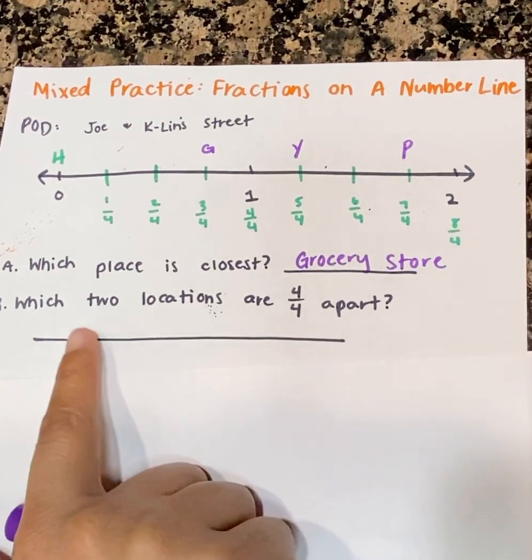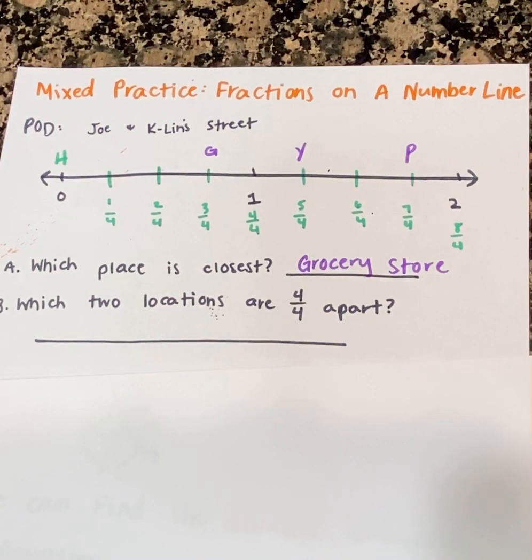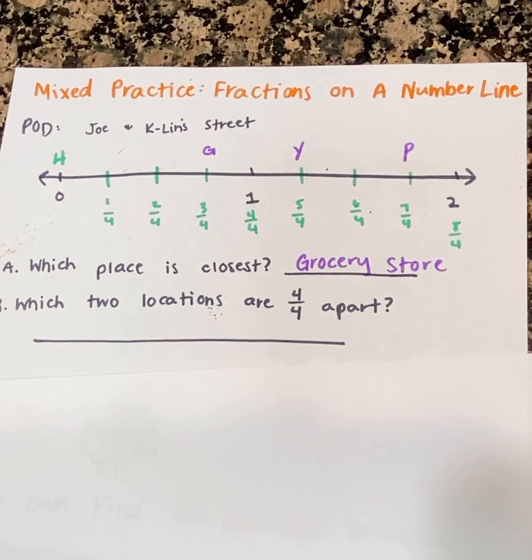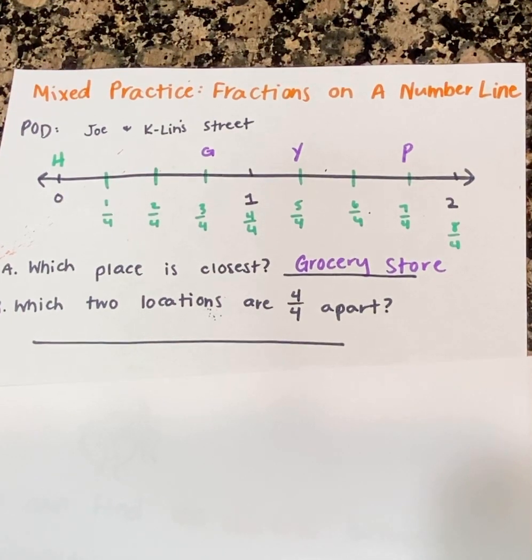Now let's look at the last question. How can we figure out which 2 points are 4/4 of a mile apart? Say your answer out loud. Nice. I heard you say we can count the fractional parts between the points we put on the number line to see which ones are 4/4 away from another point. Let's look and find out.